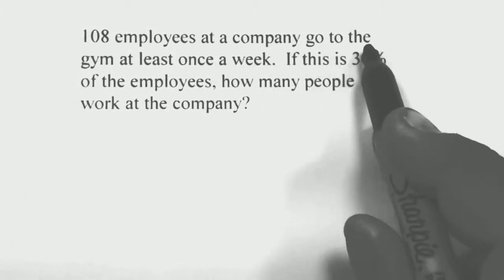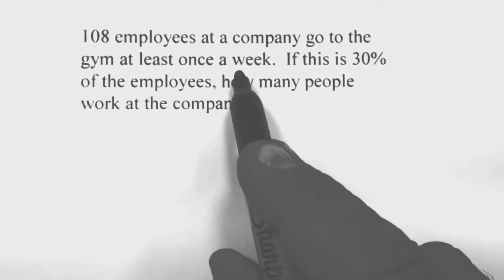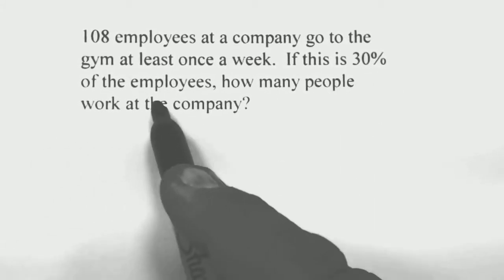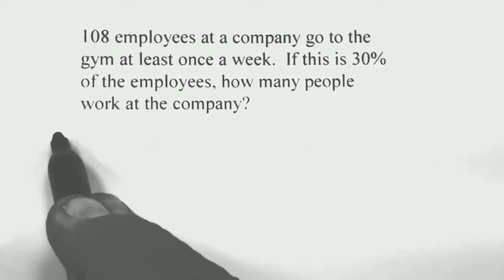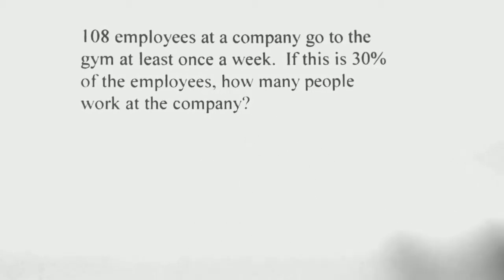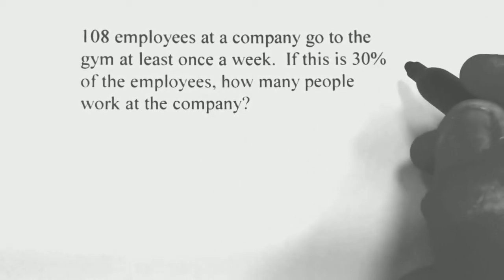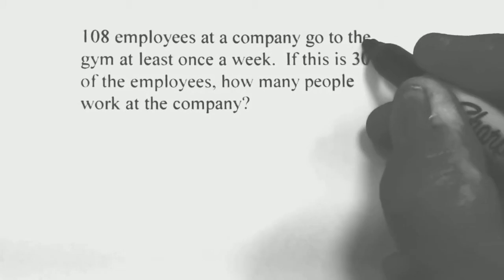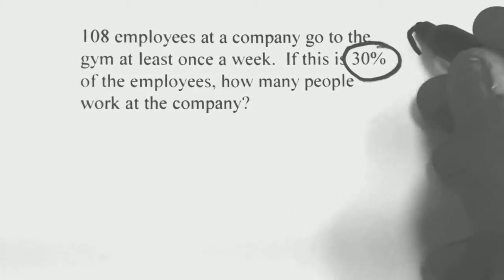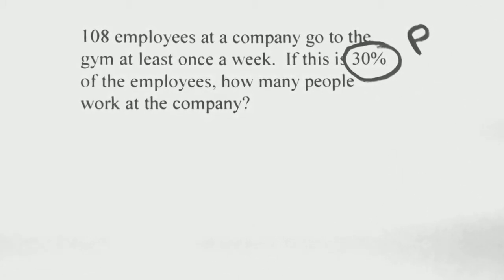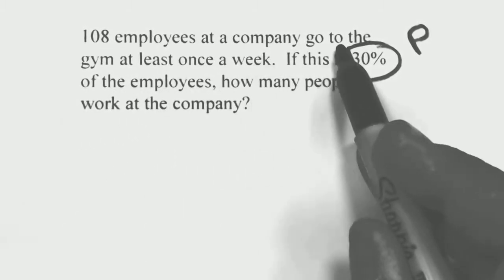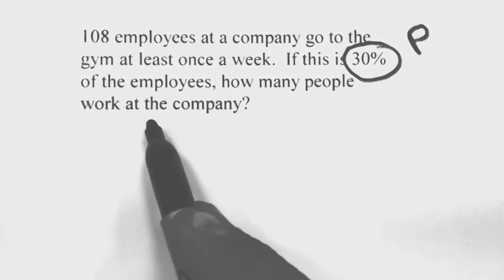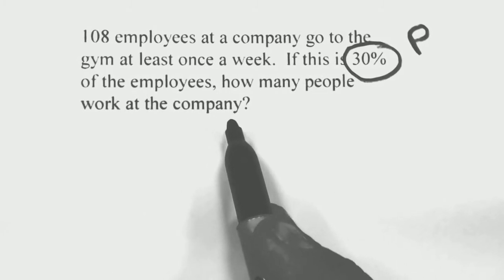108 employees at a company go to the gym at least once a week. If this is 30% of the employees, how many work at the company? Well, first off, we're going to identify the P, and we've got something with a percent on it here, 30%. So that's the P. It's given to us in the problem. Now, 108 employees go to the gym. We want to know how many people work at the company.